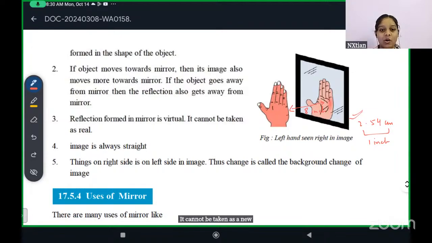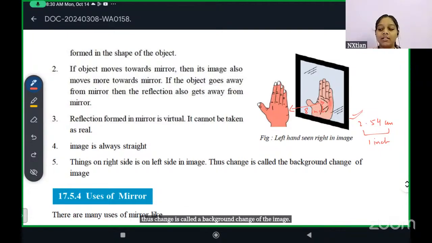This we have discussed. Okay. It is virtual, and image is always straight. Okay, image that will form, like if you are looking yourself in a mirror, it will not show you inverted. Okay. It will be straight only. Okay, and then things on right side is on left side of the image. This change is called the background change of the image.